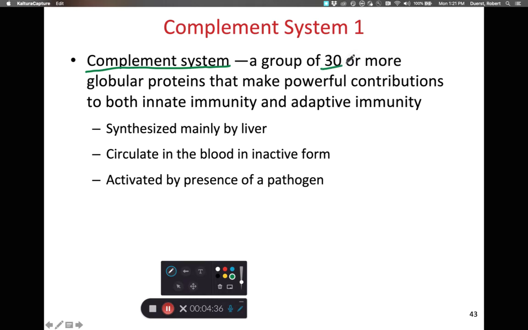We have 30 plus globular proteins that work together for both the innate immune system and adaptive immunity. We could probably spend a couple hours just talking about the complement system. We don't have time for that though, so we're going to shotgun through it right now. These complement proteins are made mostly within our livers and released into the bloodstream in an inactivated form. But once a pathogen comes in contact with these inactivated complement proteins, those proteins are then going to be activated and they'll get to work.